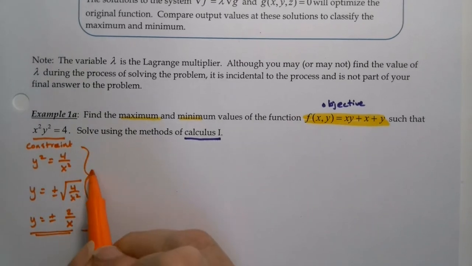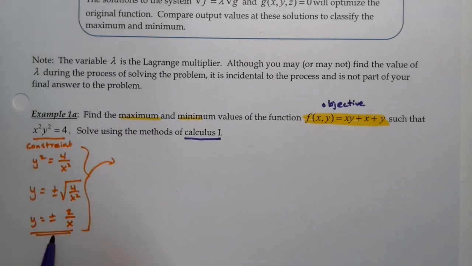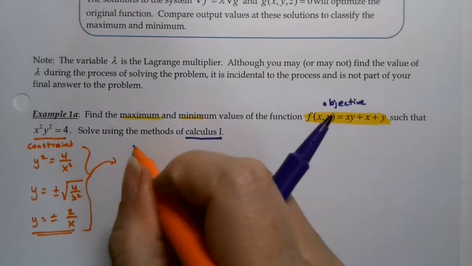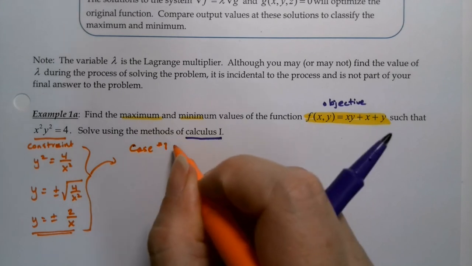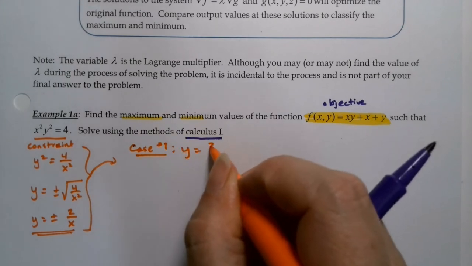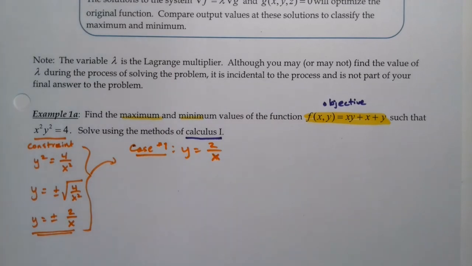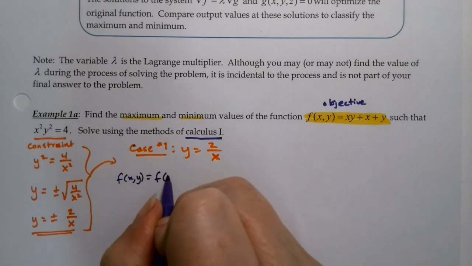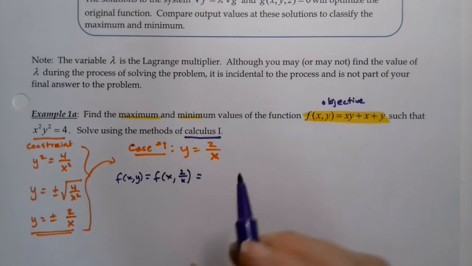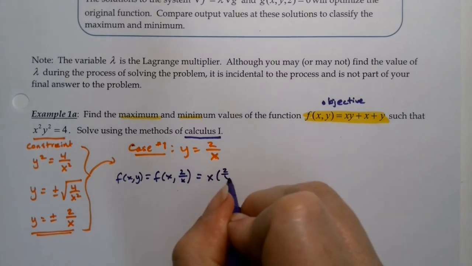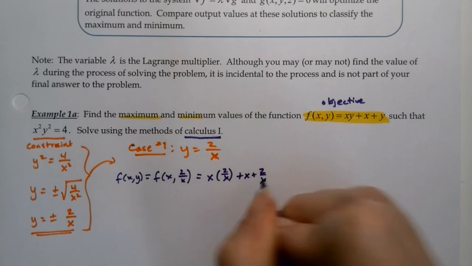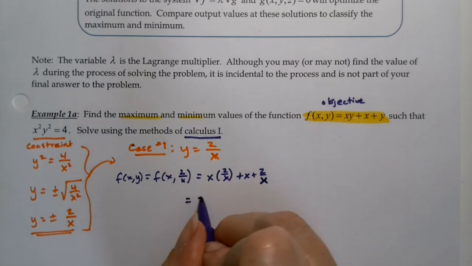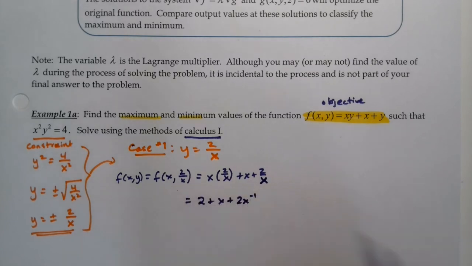So we will substitute. And of course, because it's a plus or minus, I'm going to have to do everything twice. So case 1, I'm going to use y is equal to 2 divided by x. Seems reasonable. So my objective function f of x, y becomes f of x, 2 over x, which is x times 2 over x plus 2 over x. Wherever there was a y in the original function, I'm turning it into an x. That is equal to 2 plus 2x to the negative 1.